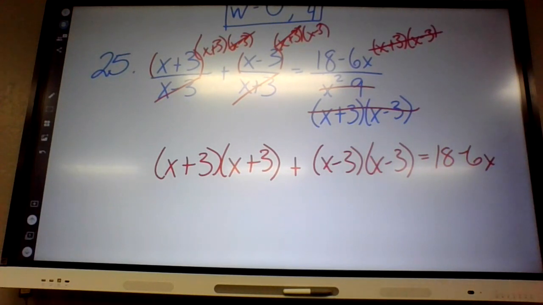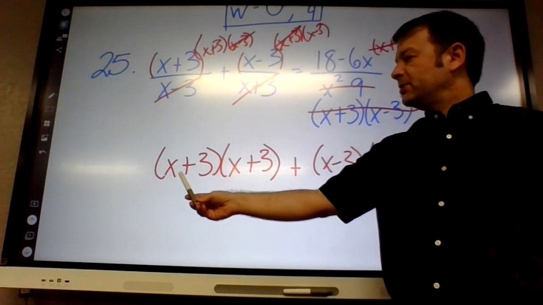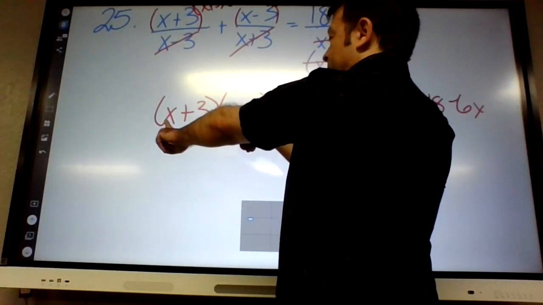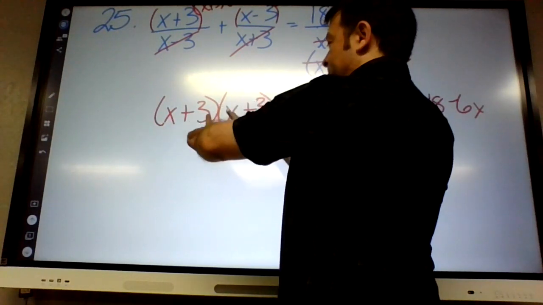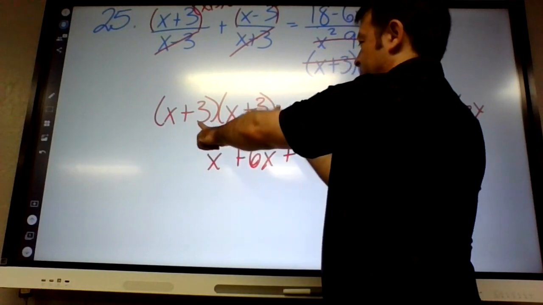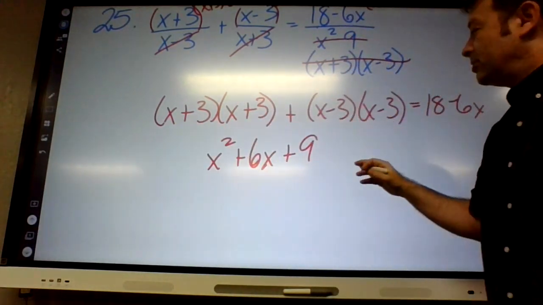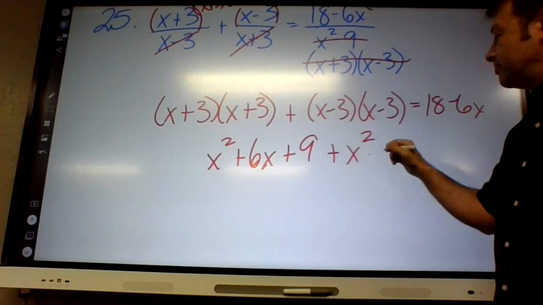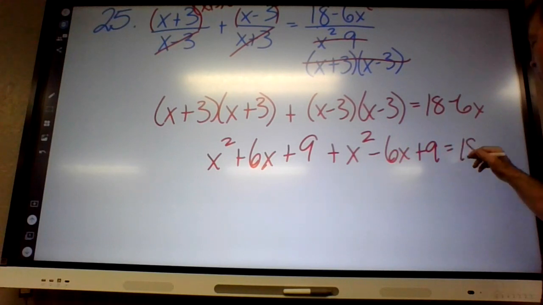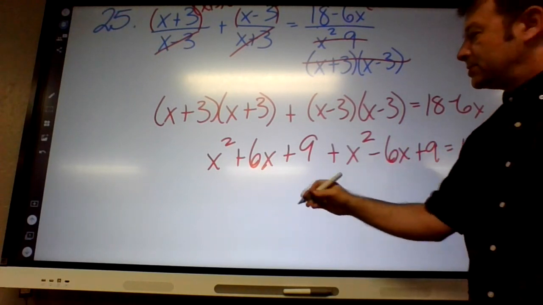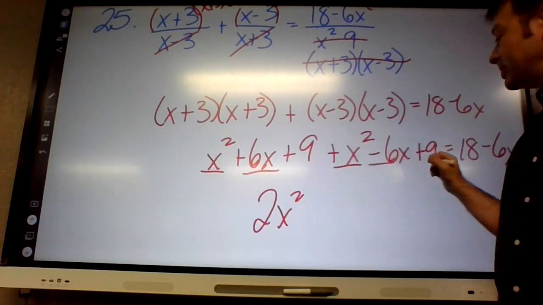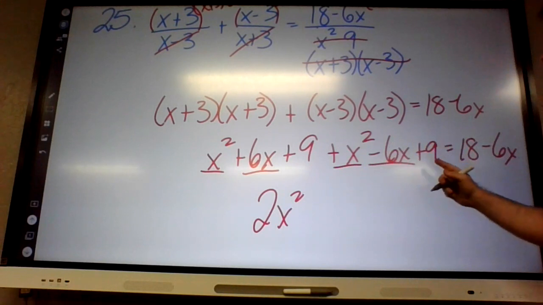You guys think you can do this in your head? x squared plus 3x plus 3x plus 9. And this would be almost the same thing: x squared minus 6x plus 9. It's a doozy, isn't it? So I got x squared plus x squared. 6x minus 6x is gone. Plus 9 plus 9.